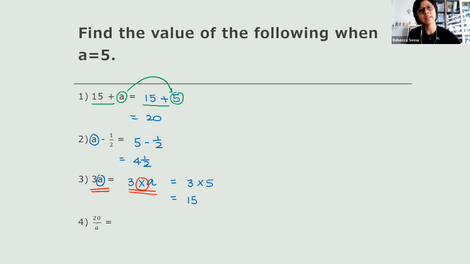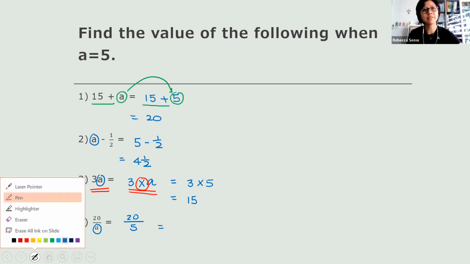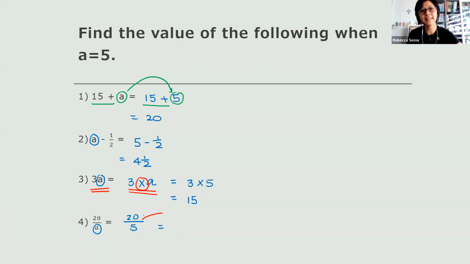20 out of A. So that A is in the denominator. Let's replace our denominator with the value of 5. So what is 20 over 5? 20 over 5, the over there, do you know what symbol it refers to? Is it plus, minus, times, or divide? It's actually division. So 20 over 5 actually means 20 divided by 5. Okay, and that gives us 4. So that's how we work out values.